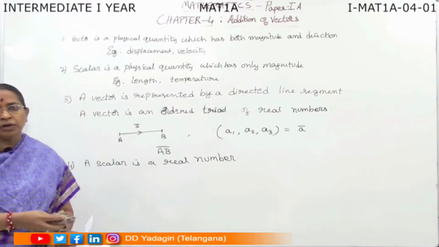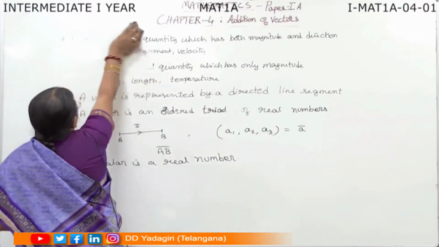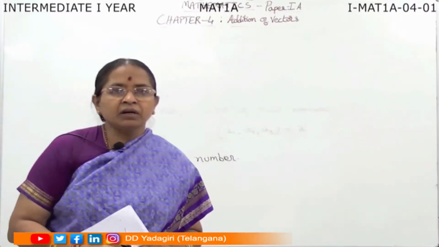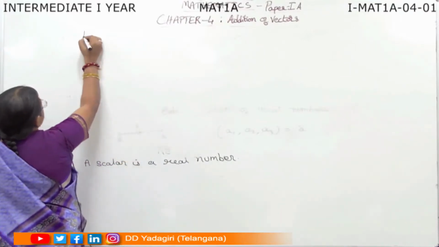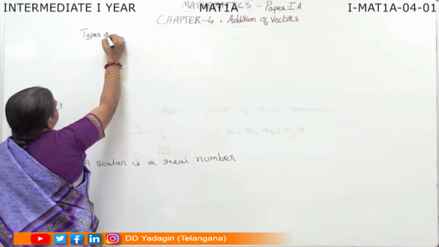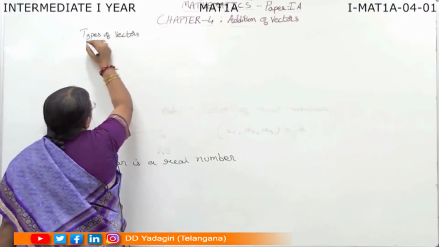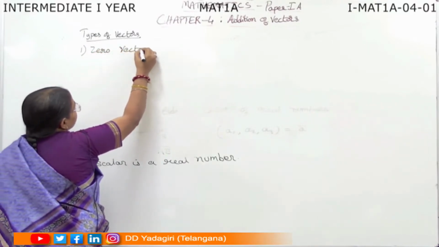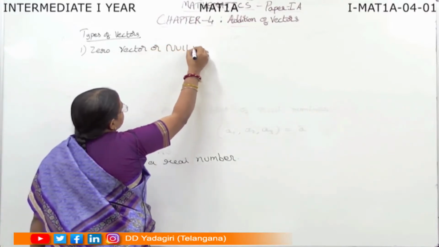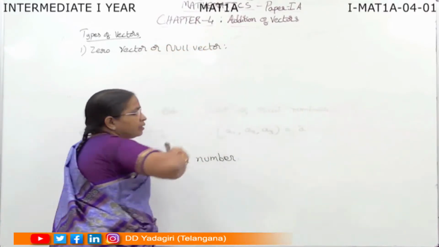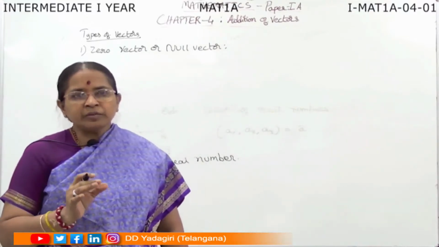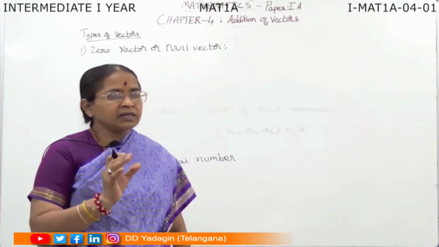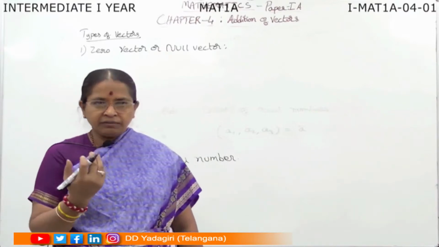Now we learn about different types of vectors. What are the different types of vectors? The first one is the zero vector or null vector. So what is this zero vector or null vector? It is a vector whose magnitude is 0 and there is no specific direction for that vector. Its magnitude is 0 and it can have any direction.